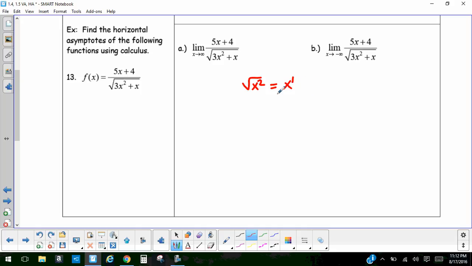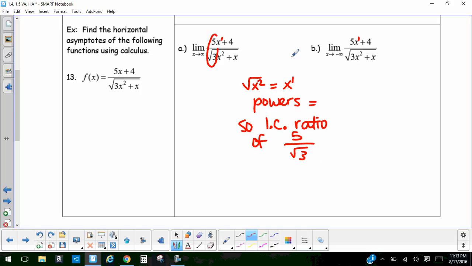So really, if I have that in mind, these powers are equal on top and bottom because I have x to the first for that 5x, and now I really have x to the first because I have the square root of x squared. Okay, if the powers match, so I want to do a leading coefficient ratio for all of our cases of horizontal asymptotes, that's going to be 5 on top and then over the square root of 3, and I can't clean that up, but I'm looking right here.